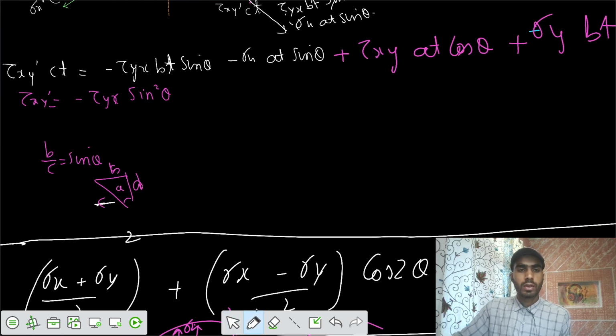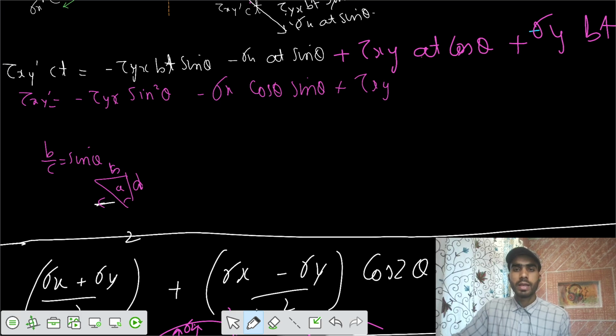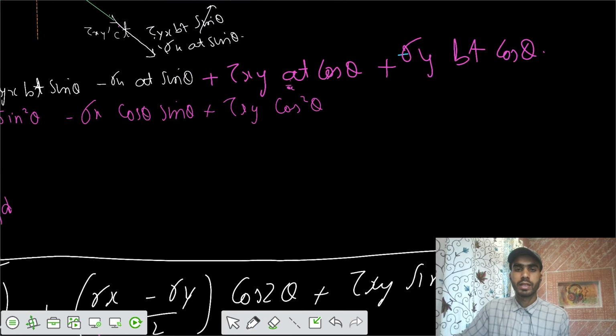So let's see what's going on. We can write sigma x, a by c was cos theta. We can write cos theta sine theta plus tau xy. What's the value of a by c? That's a by c equals cos theta. We can say cos square theta.